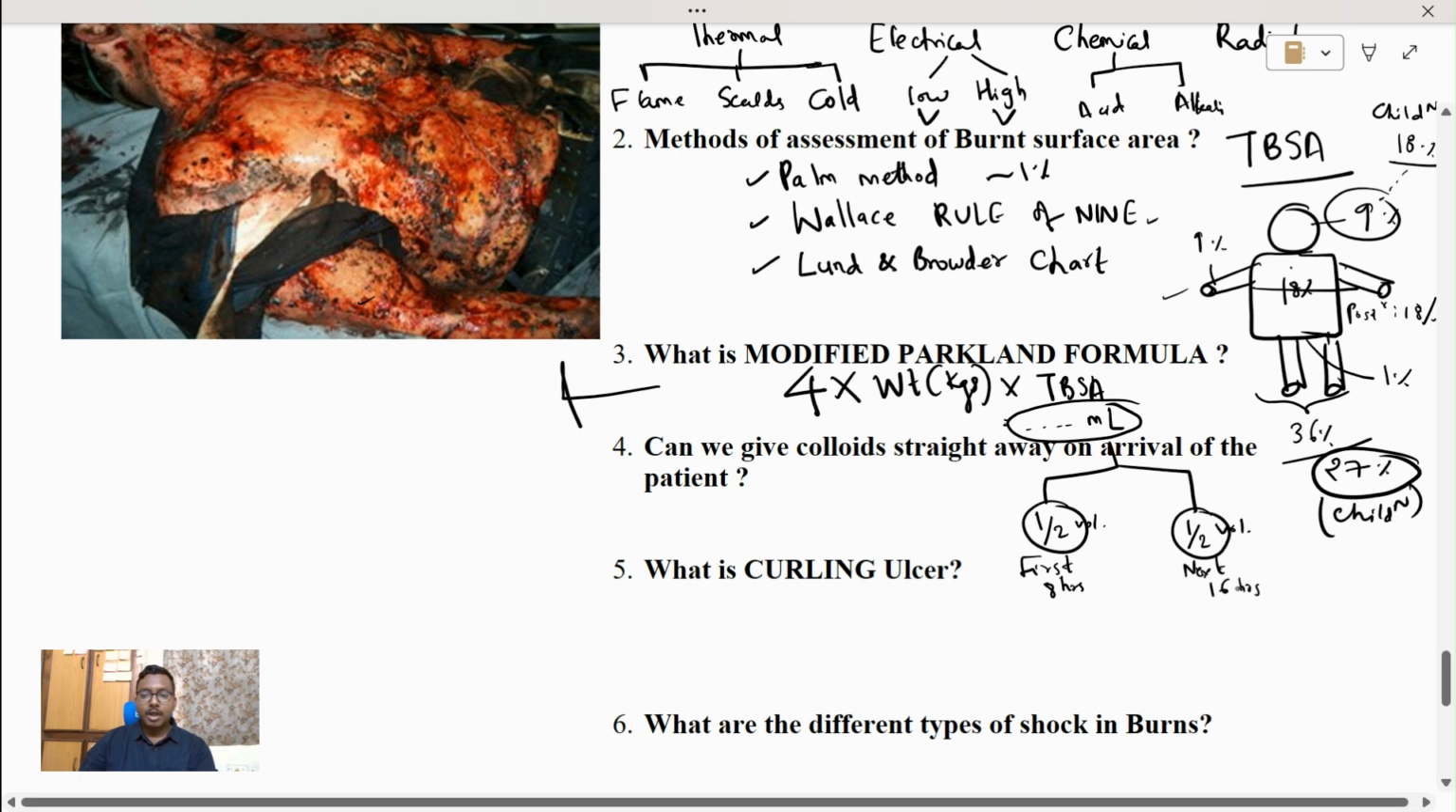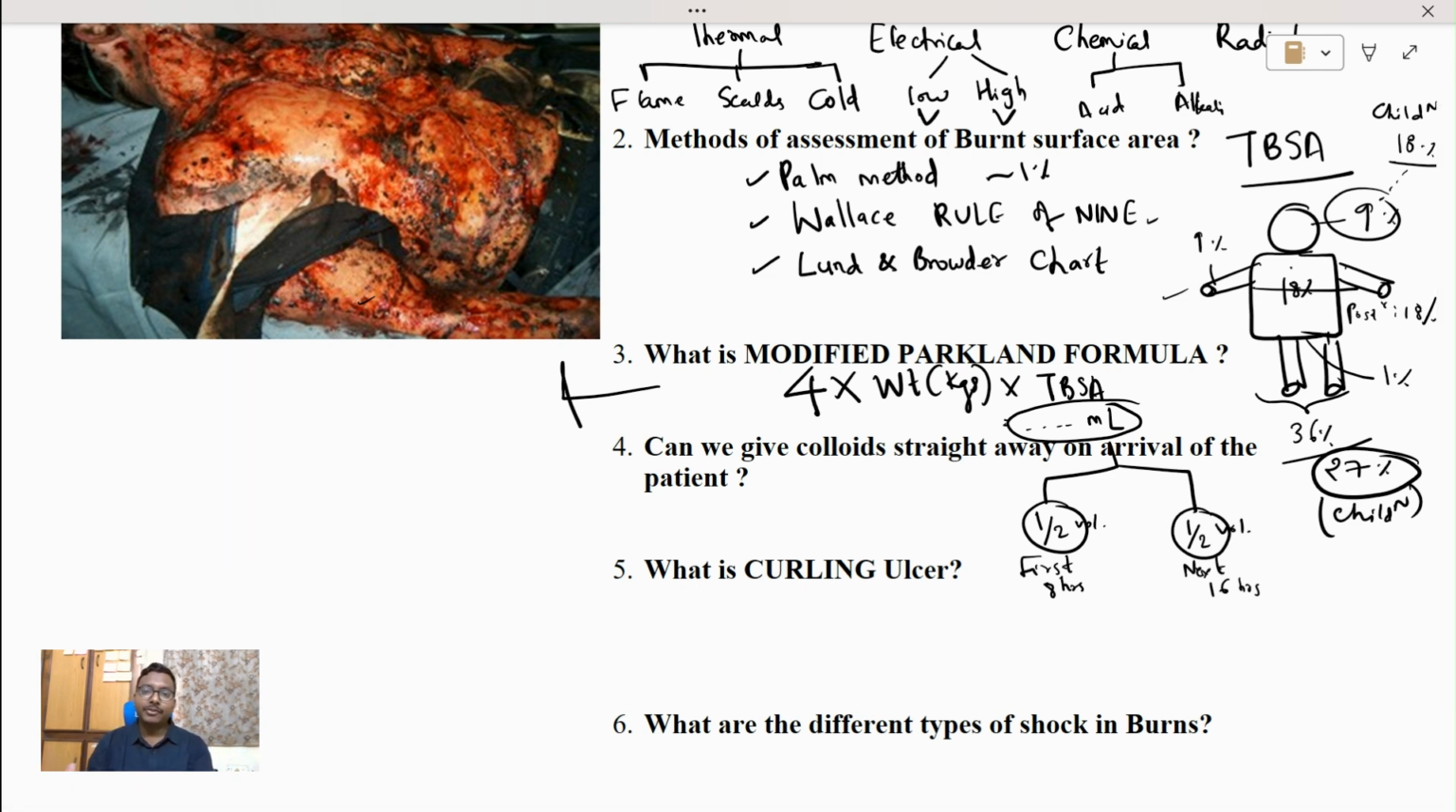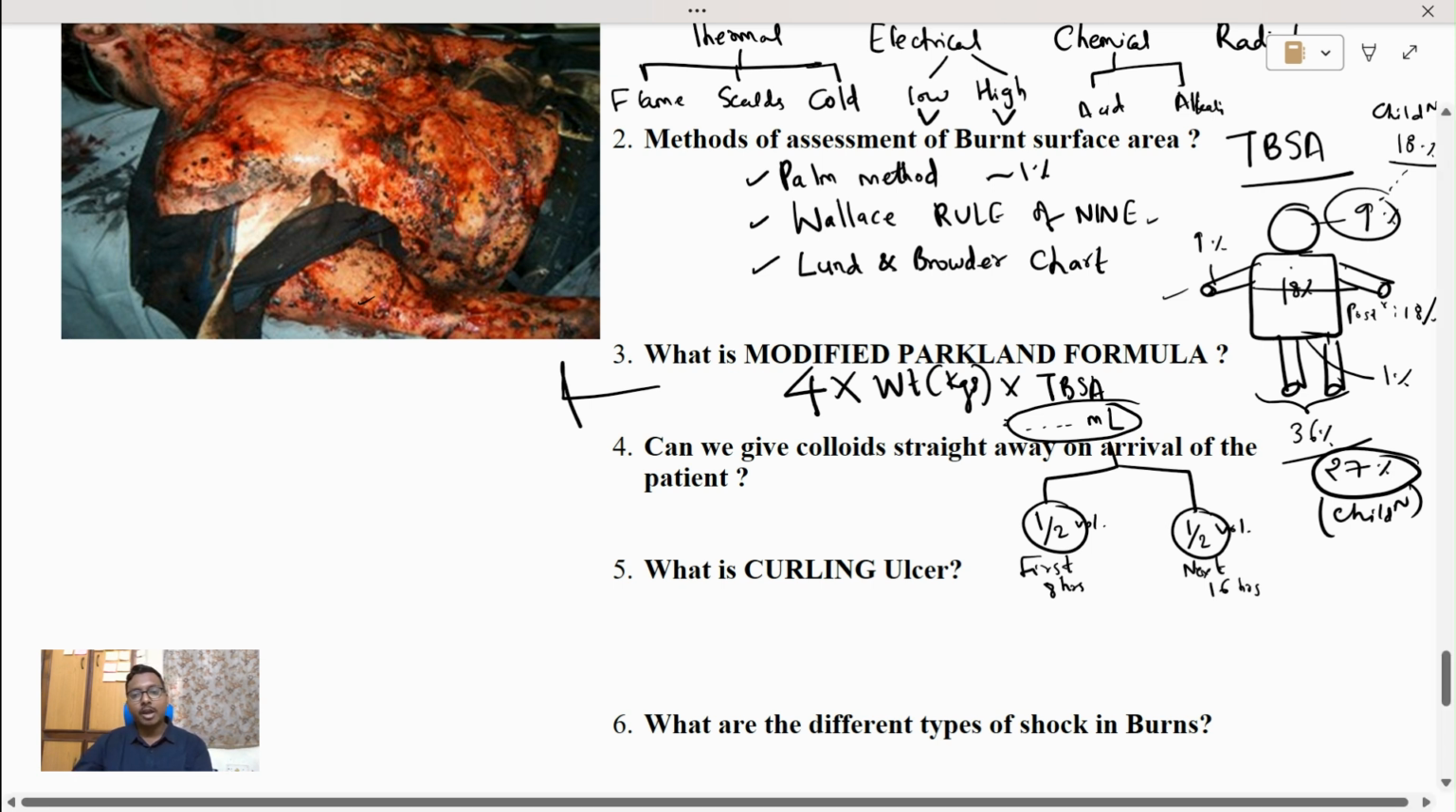Another important point you need to remember here is from which time we are calculating. It is the time of occurrence. Let's say, for example, the patient arrived in the casualty at around 6 p.m., but the actual incident occurred at 4 p.m. You need to calculate the fluids in the first 24 hours starting from the time of occurrence of the event, not from the time of arrival of the patient.